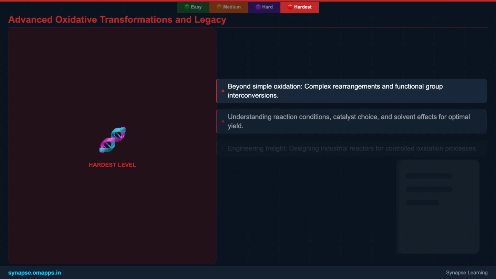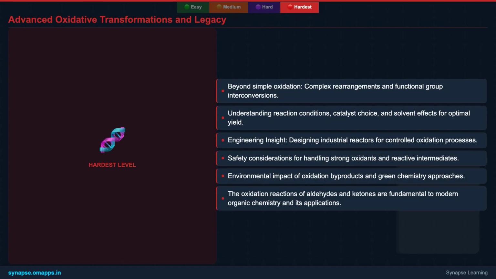Beyond the lab, the oxidation of aldehydes and ketones holds immense biological and industrial significance. In biological systems, enzymes like aldehyde dehydrogenases are vital for metabolizing and detoxifying aldehydes, such as the conversion of acetaldehyde from alcohol to acetic acid. This enzymatic oxidation is a cornerstone of metabolic pathways.